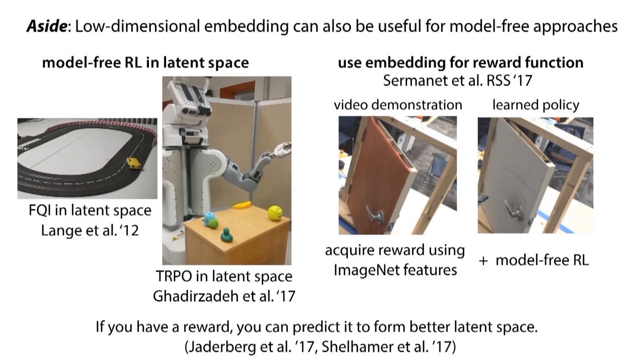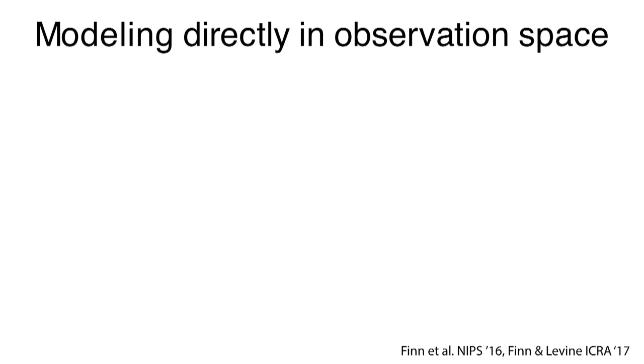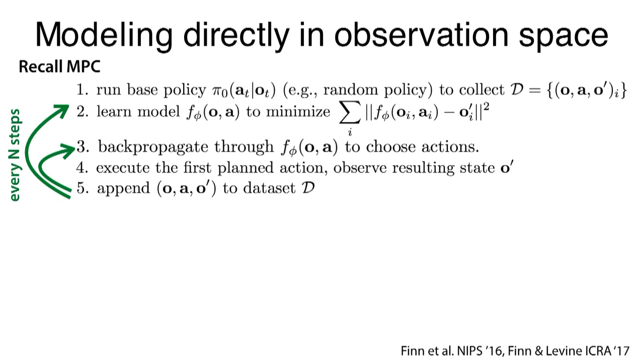Okay, and then the last approach that I want to cover is modeling directly in the latent space. What this looks like is, first, recall model predictive control. What we can do is learn a model directly in observation space and run model predictive control in our observation space.